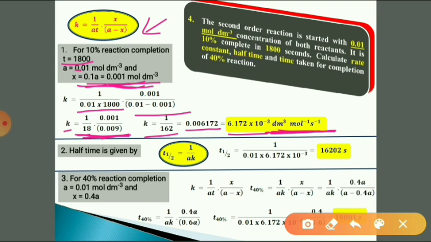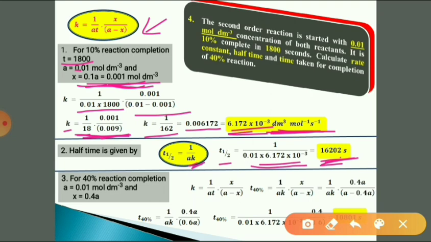For half time, we know the formula, that is t half equal to 1 upon ak. We know the value of a, and we already calculated the value of k, that is 6.172 into 10 to the power minus 3. Just put the values of a and k, multiply and then divide by taking the ratio, so we get the value of t half as 16,202 seconds. So this is t half for the above problem.